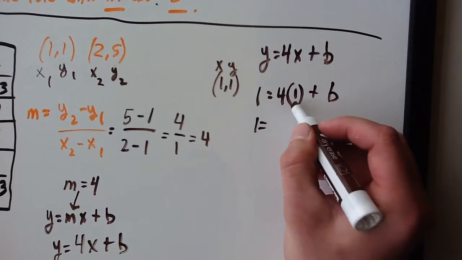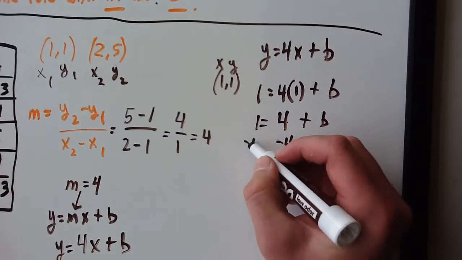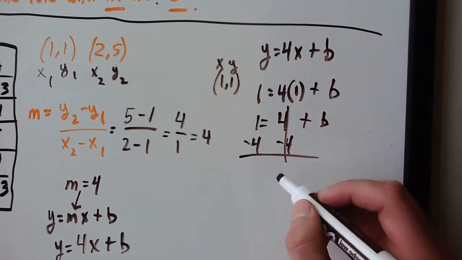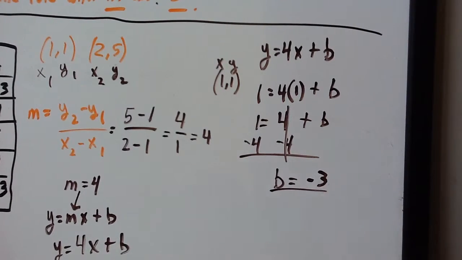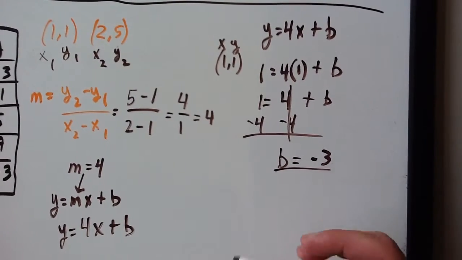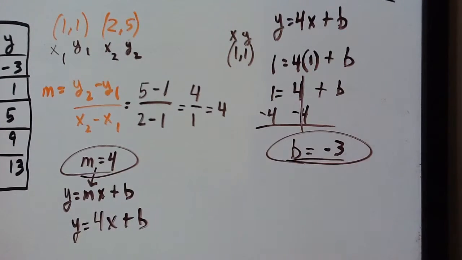Well, 1 is equal to 4 times 1, which is 4, plus b. Move the number to the other side, so b is equal to 1 minus 4, which of course is negative 3. So now I have my b. I have m, which is 4. I have b, which is negative 3.